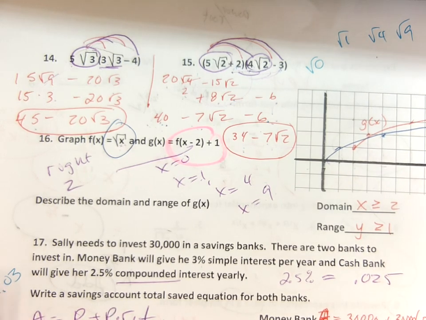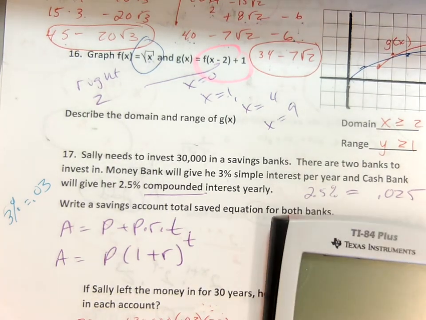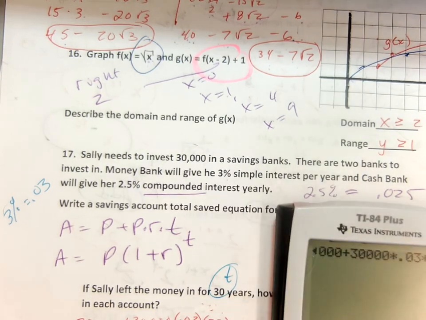is P, which is my principal, 30,000, parentheses 1 plus R. Now, the interest rate in this case is 0.025 because I changed it to a decimal, to the T power. Okay, then I use my calculator. Plug them in. Here's simple interest, and you can see my calculator. I just went my 30,000 plus my 30,000 times my 0.03 times my 30, because I'm going to do it for 30 years. There's T, 30 years, and I get an answer of about $57,000.